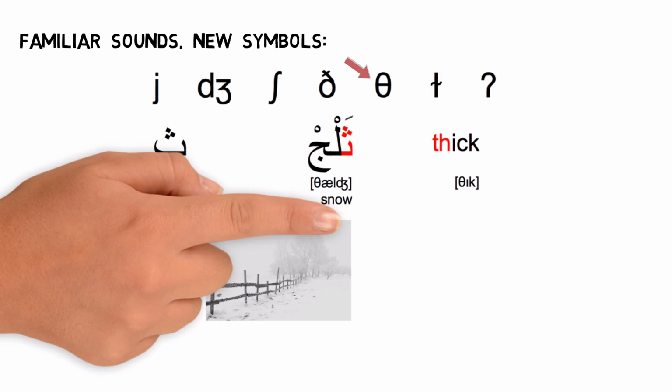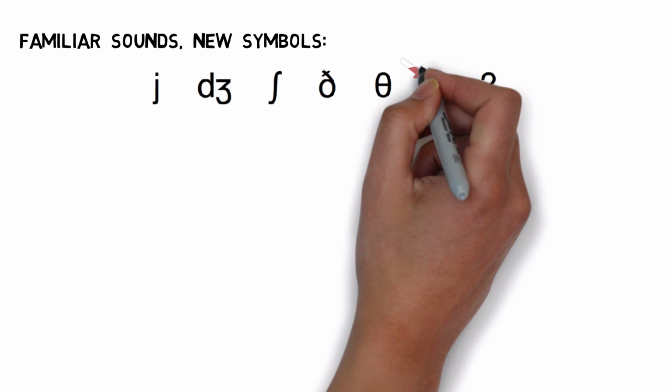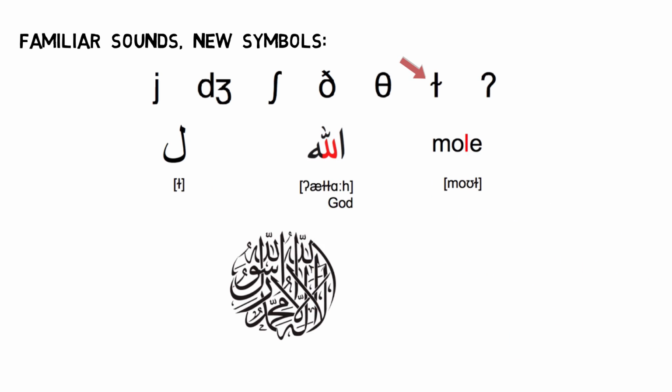Our next consonant is th, as in Arabic's thalj, or English's thick. It's made in the same spot as th. The only difference is that your vocal cords aren't going to be buzzing. In IPA, it's an O with a line through it, or a theta. Our second to last sound is l, as in Allah, or mole.